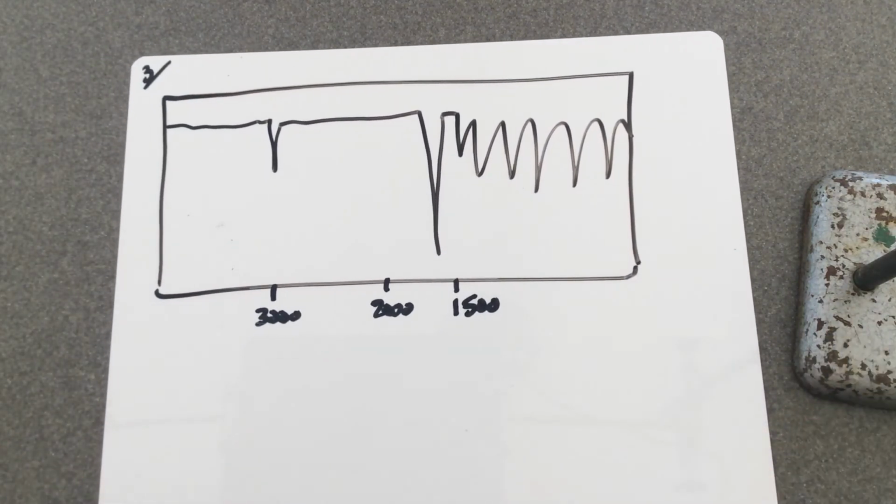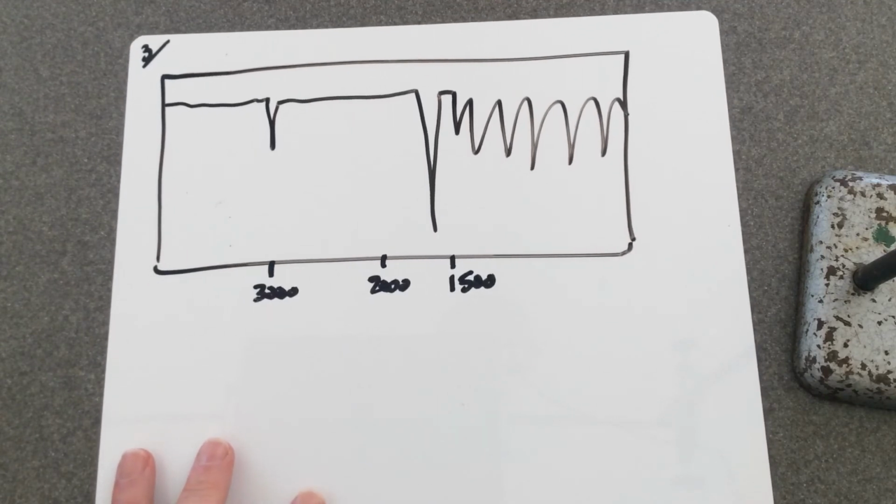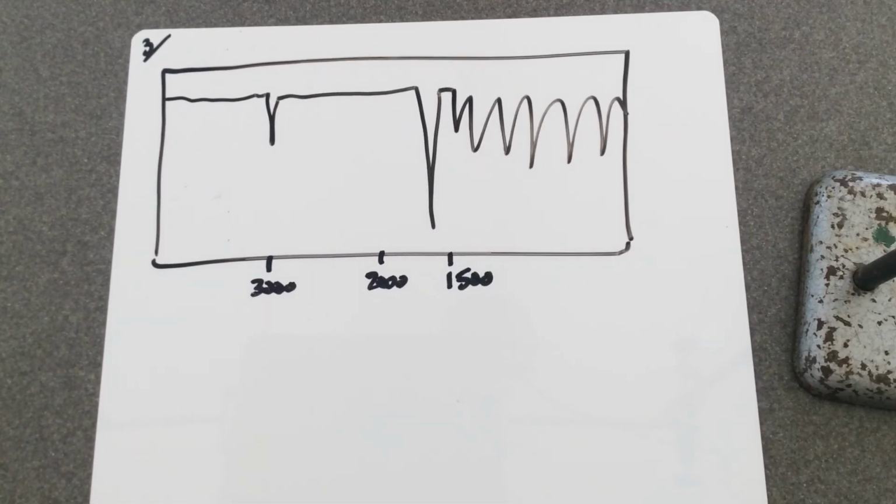Okay. Here's a third example. What I'd like you to do, I'm going to pause the video in a moment. I'd like you to identify which bonds are present, which bonds are not present.